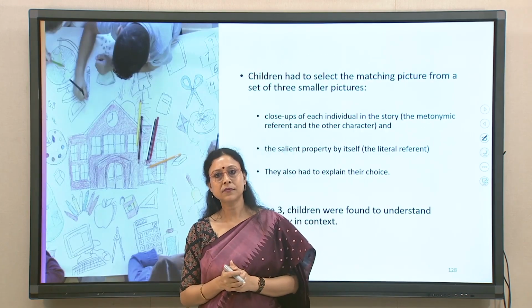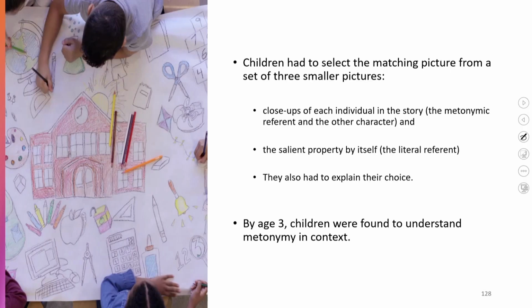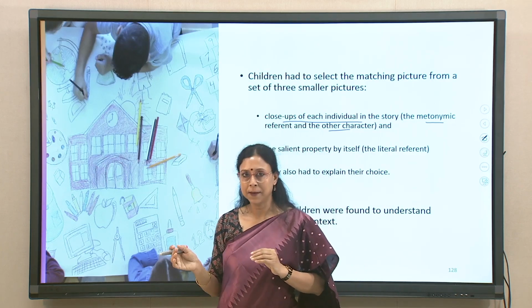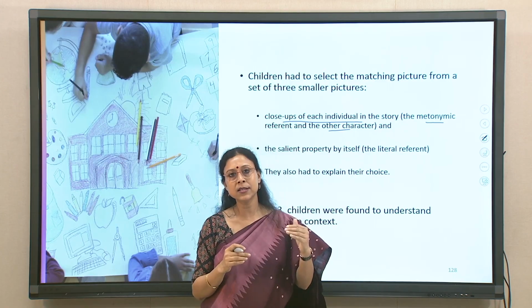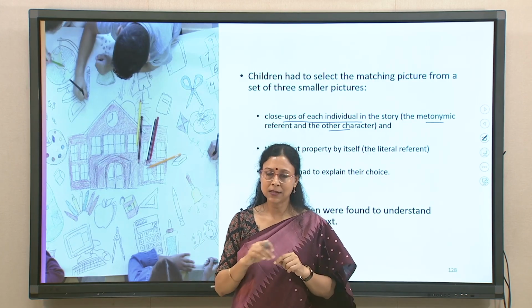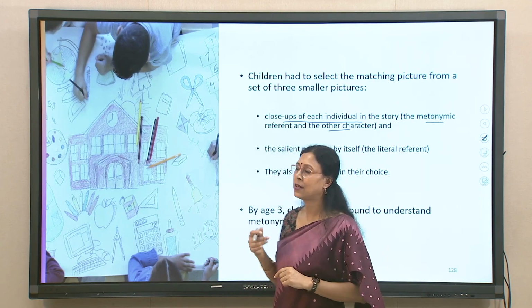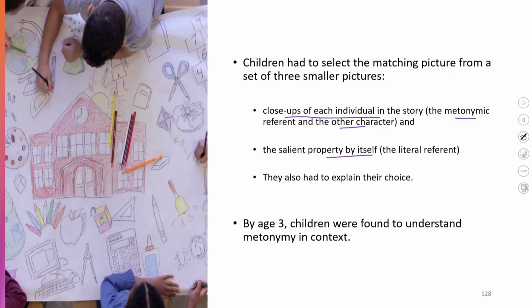And what was the task? Children had to select a matching picture from a set of 3 smaller pictures. So, one was a close up of each individual in the story, the metonymic referent and the other character. So, when they said that the helmet went home, what do they mean? Children had to pick from 3 pictures. One of the pictures was the person wearing the helmet, the other was the other person, and the third was the salient property by itself.